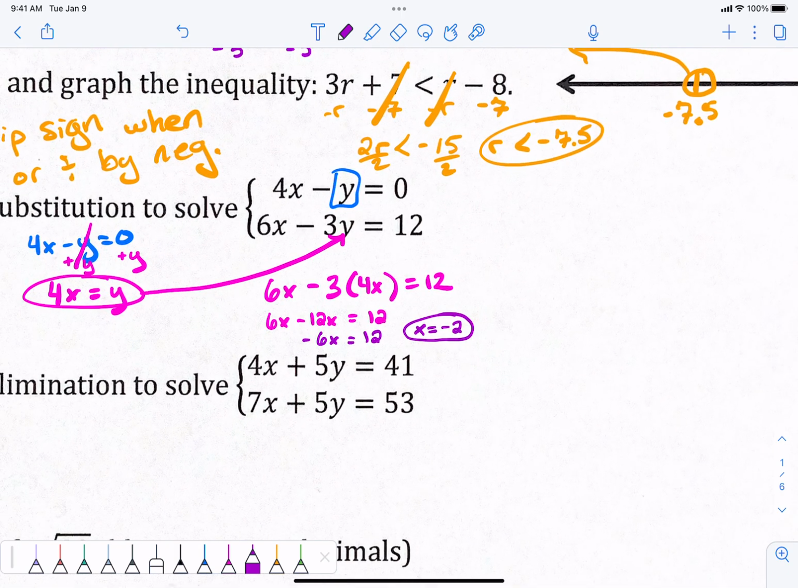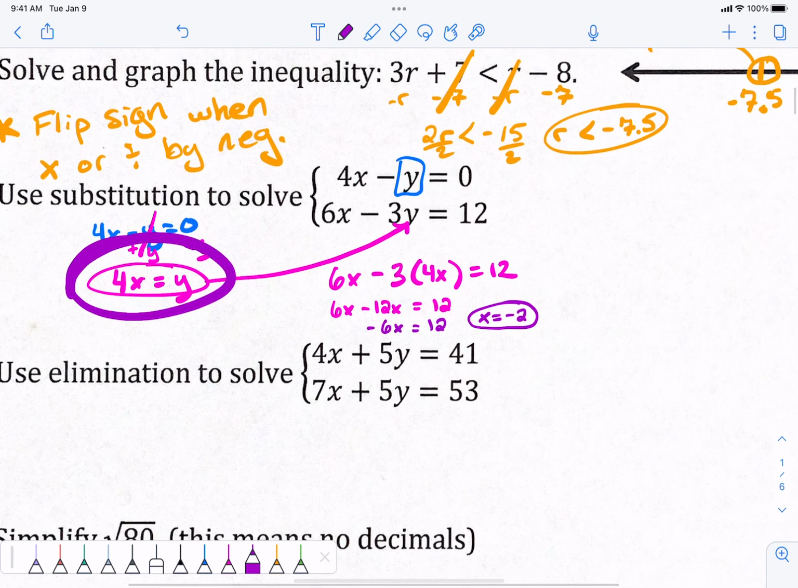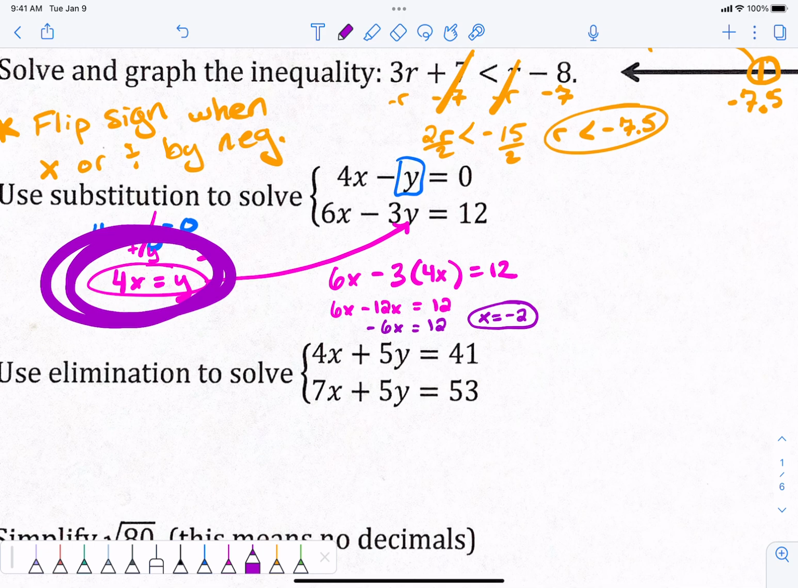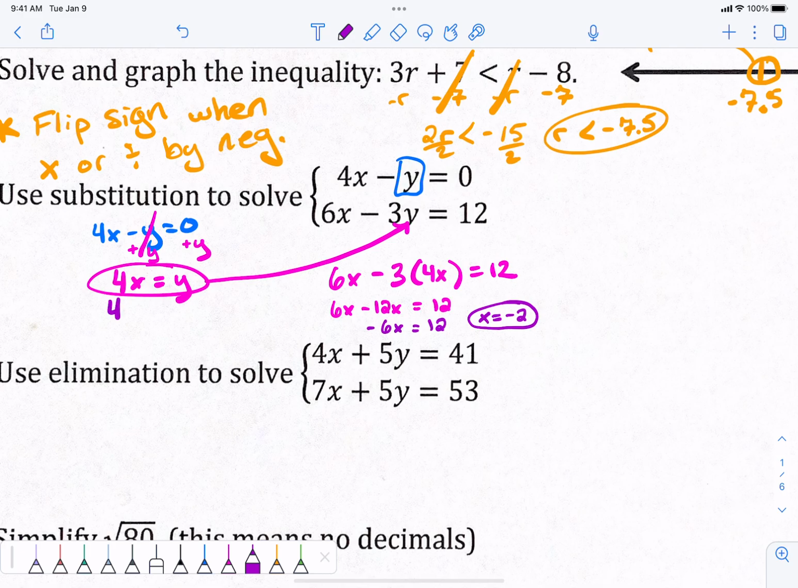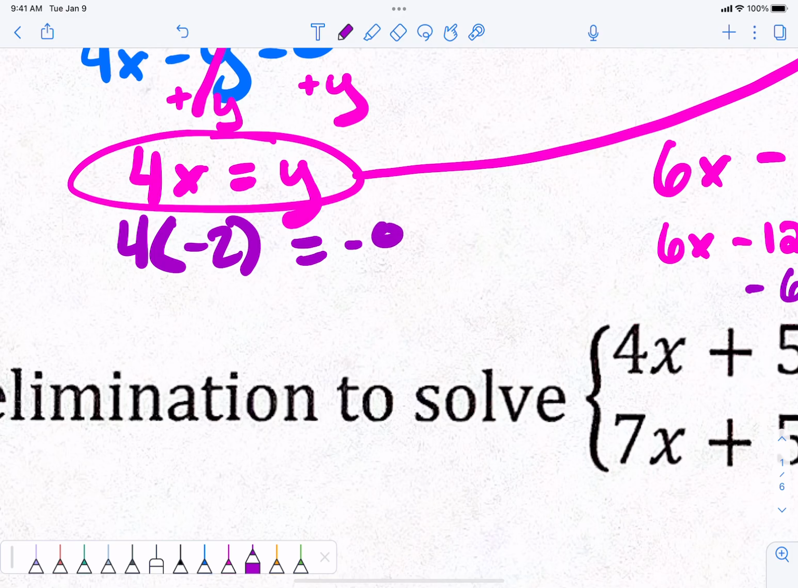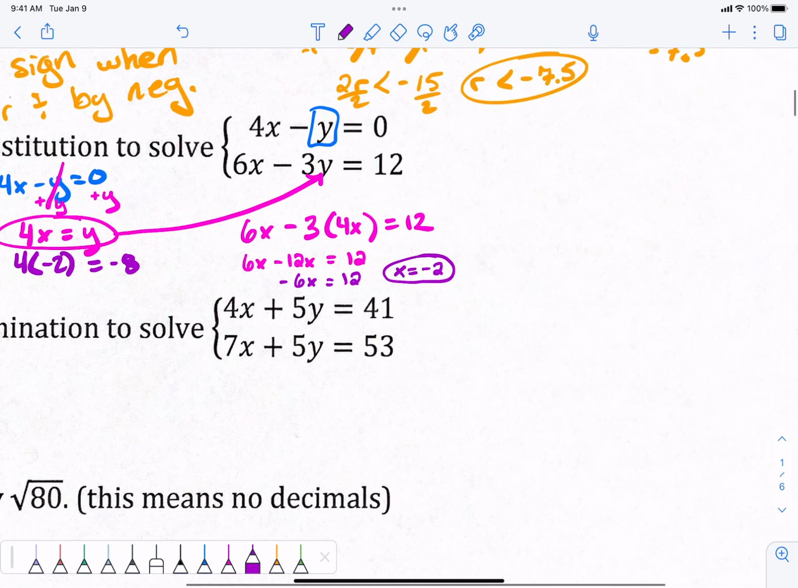Where do you want to plug into? Just plug into the top one, or the original one, or like the 4x. This right here is basically the top one solved for, right? When you do substitution, it works out really nicely that you can just take that number and plug it into here. So 4 times negative 2 will give me what the y value is, and that is negative 8. Okay? Final answer? X is negative 2, y is negative 8. How do you write your final answer?